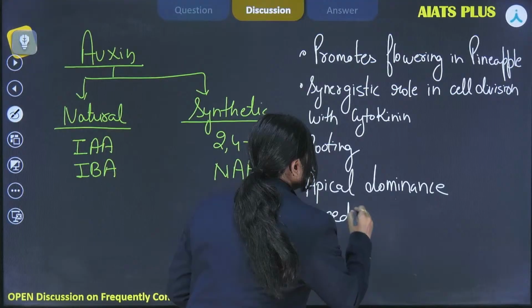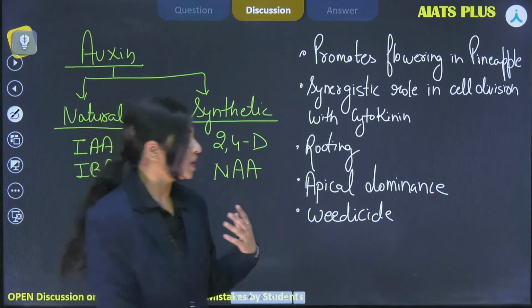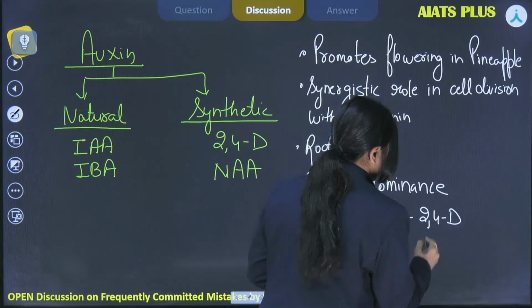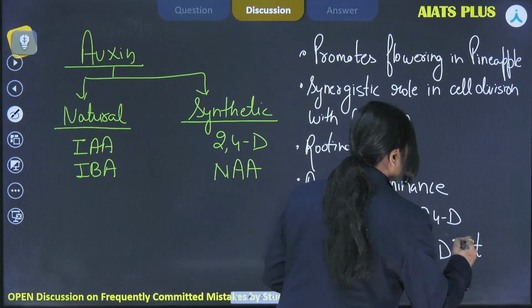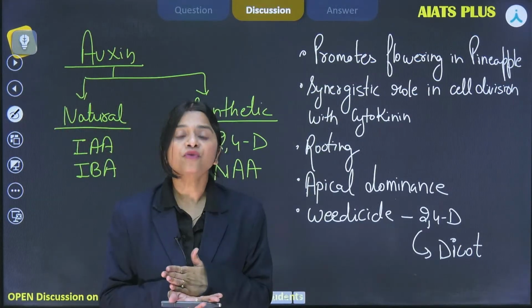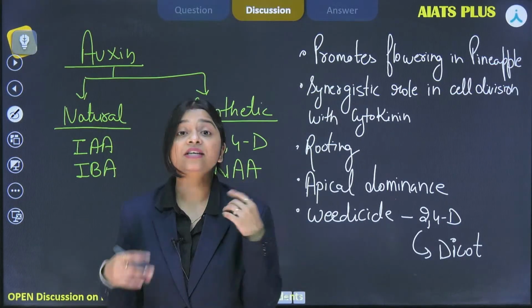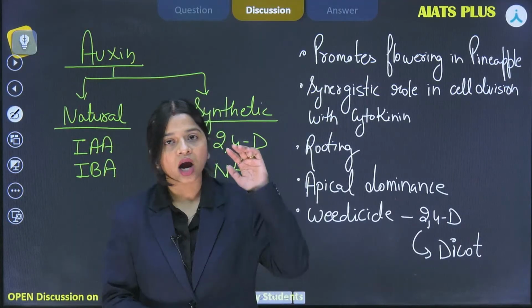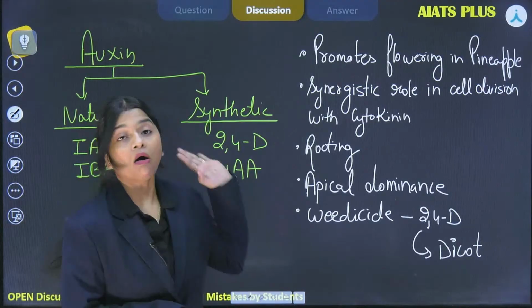Now, apart from apical dominance, auxin is also acting as a weedicide. Because auxins, if we take the example of 2,4-D, mainly hinder the growth of dicot plants. And if the dicot plants are hindered from growing, we can make a lawn. This is given in your NCERT, weed-free lawns. The dicot weeds are hindered, their growth is hindered by using auxins.